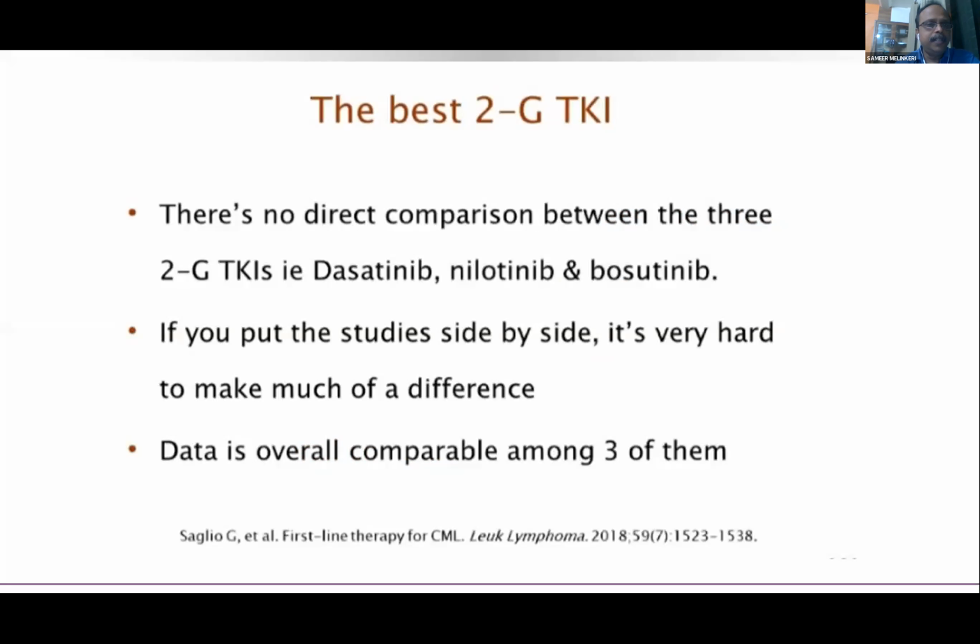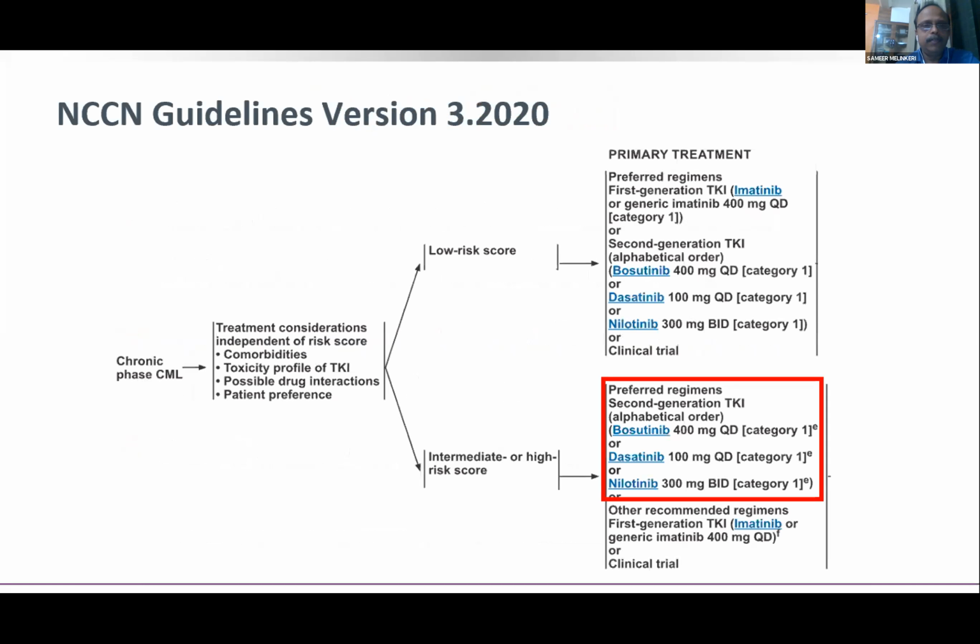The best second generation TKI: there's no direct comparison between dasatinib, nilotinib, and bosutinib, and therefore you cannot say which is the best. And if you put studies side by side, it's not a correct way of interpreting at all. So the data is overall comparable between all of them.